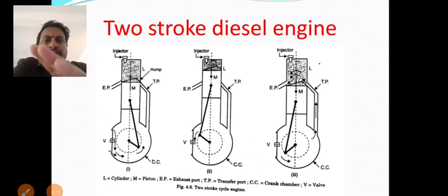In the 4-stroke engine, air alone will be admitted into the engine cylinder. But in the case of the 2-stroke engine, that air will not enter directly into the engine cylinder. First it will be entering into the crankcase. Then from the crankcase it goes to the engine cylinder through the transfer port.